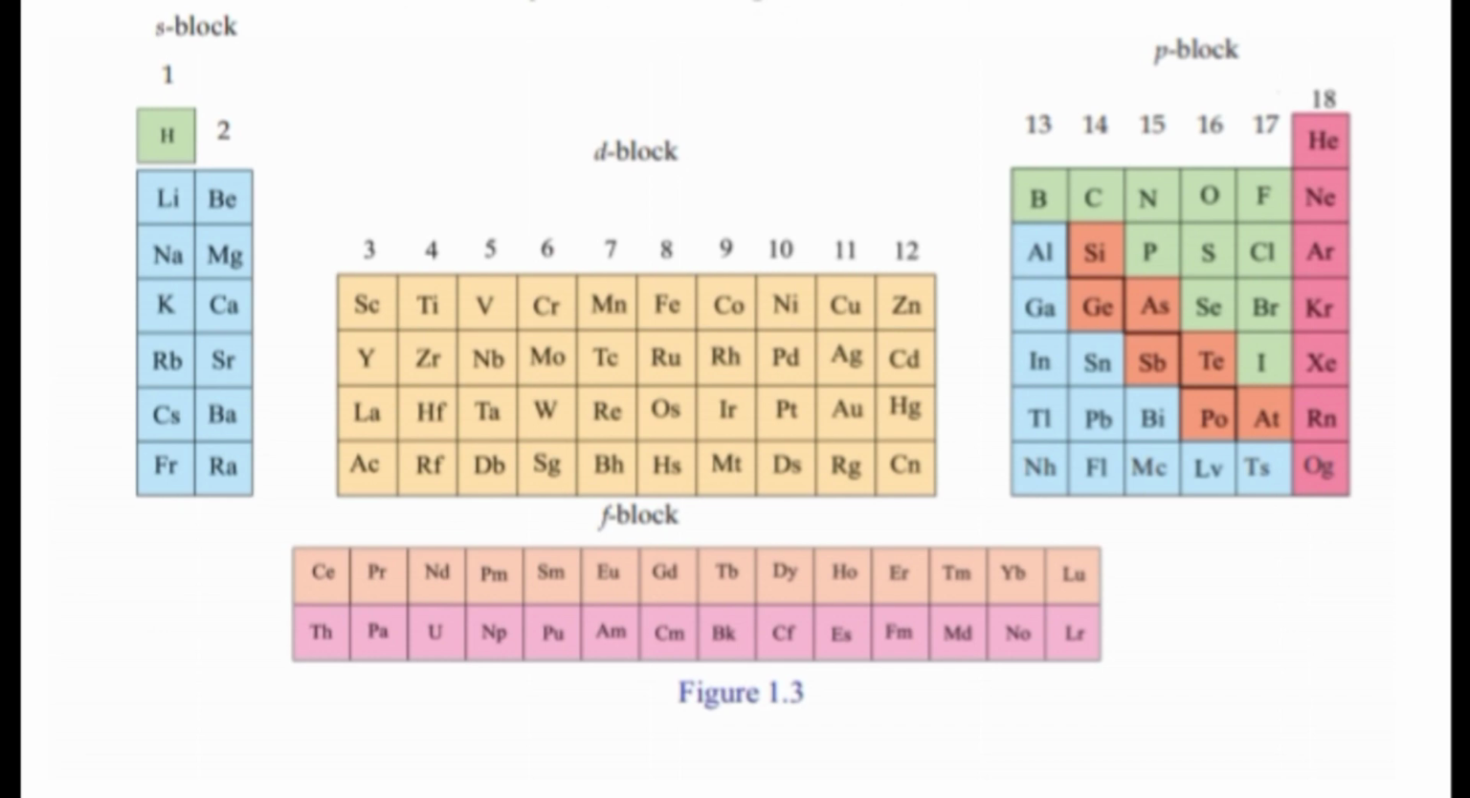In this modern periodic table, there are 18 groups and 7 periods. Here there are 4 blocks: S block, D block, P block and F block. S block is the first and second group, D block is groups 3 to 12, P block is groups 13 to 18, and F block is just below the periodic table. It is represented in 2 separate rows.